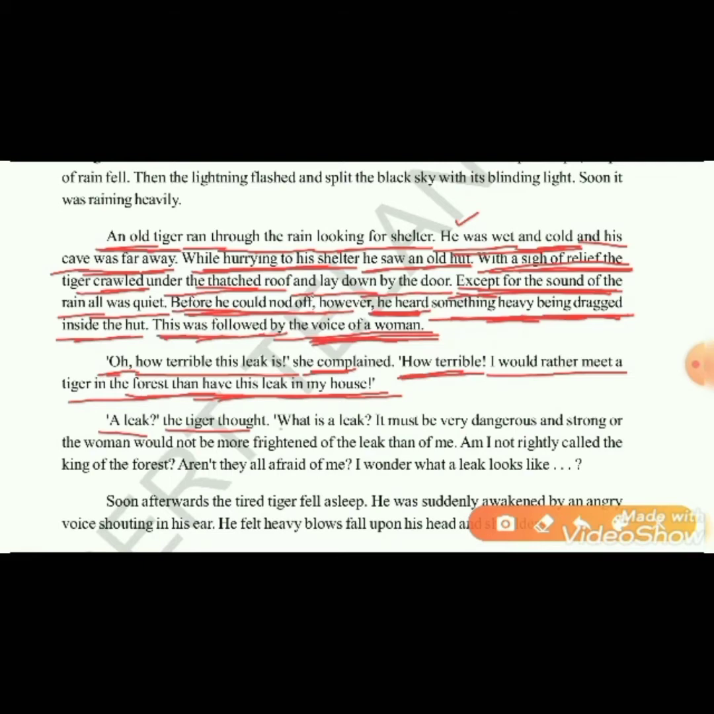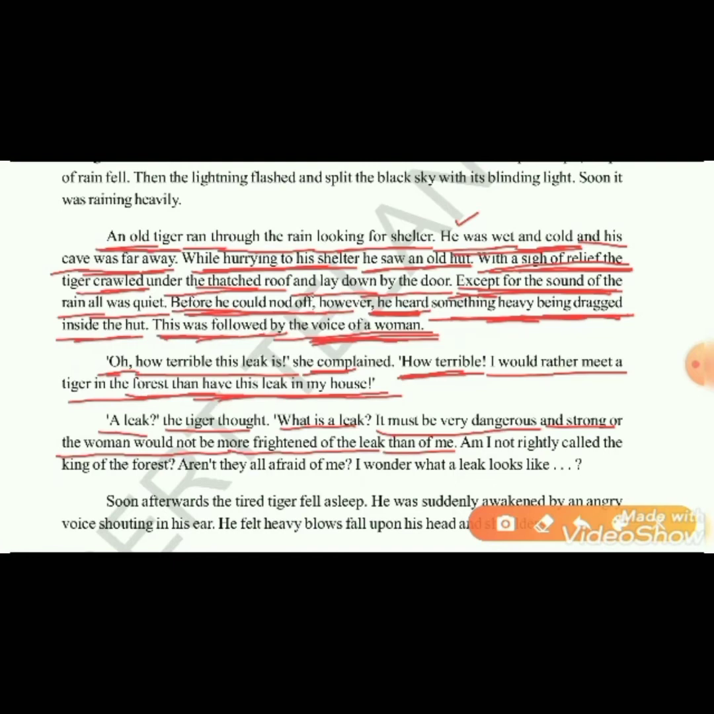A leak, the tiger thought. Immediately the tiger started thinking about the leak. The woman said, what is a leak? A question has arisen in the mind of the tiger. What is a leak? It must be very dangerous and strong, or the woman would not be more frightened of the leak than of me. I think that leak might have been very, very powerful, very dangerous, more than me. What the woman is saying is, I can live with a tiger rather than live with a leak. I can't live with a leak, but I can live with a tiger.